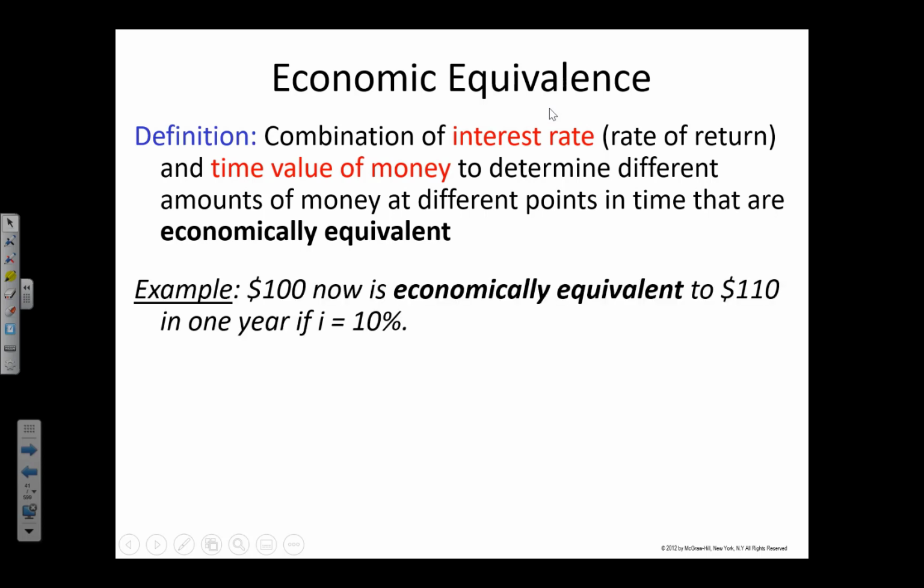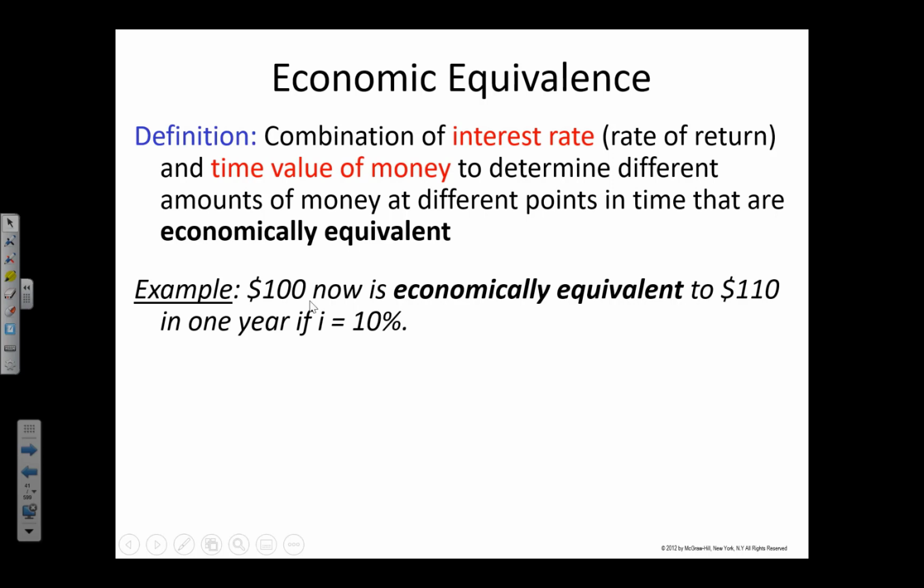So just as a specific illustration, because sometimes these concepts make the most sense when you hear them in the context of specific numbers. 100 is different from 110 in terms of the number. We know that 100 does not equal 110. Those are two different numbers. But they're economically equivalent if your interest rate is 10% and the duration of the loan is 1 year.